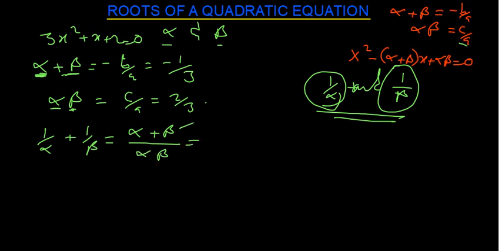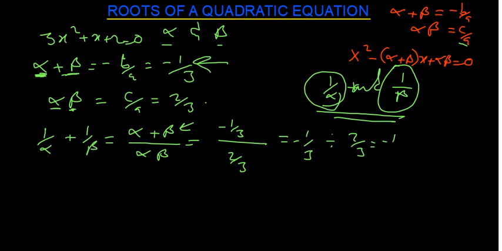Now we know that the value we have found for alpha plus beta is negative 1 over 3. Now alpha beta, we have found 2 over 3. So this is the same as saying negative 1 over 3 divided by 2 over 3, which is the same as saying negative 1 over 3 multiplied by 3 over 2, okay, which gives us negative 1 over 2. So that is the sum of our roots.